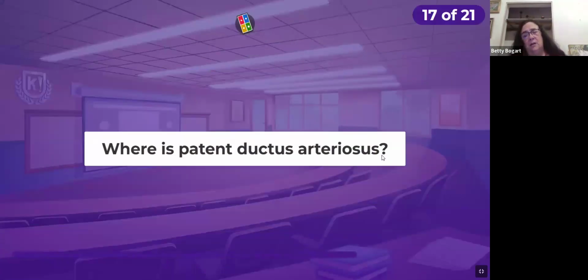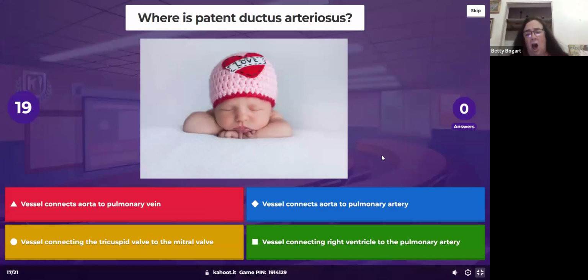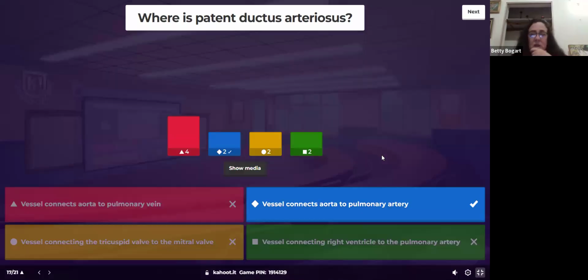Where's the patent ductus arteriosus? Where is our oxygen giver? Oxygen giver goes from the lungs to the body, right? Think about it very realistically. Lungs to the body. So pulmonary artery, aorta. Does that make sense now?